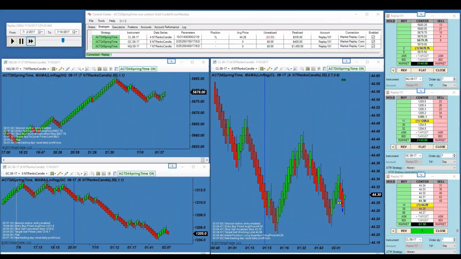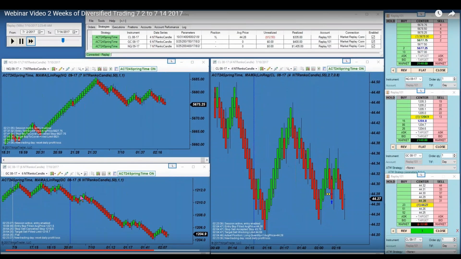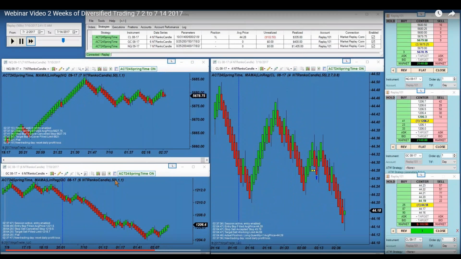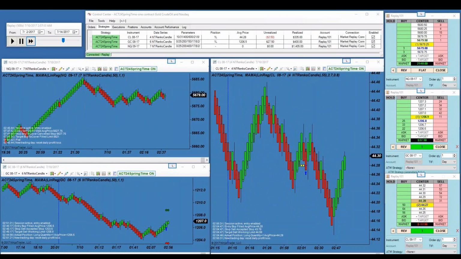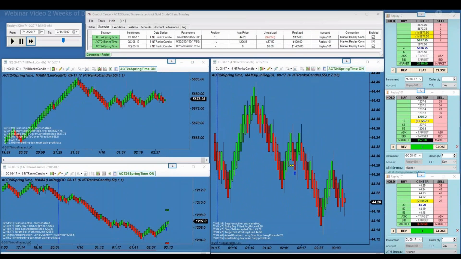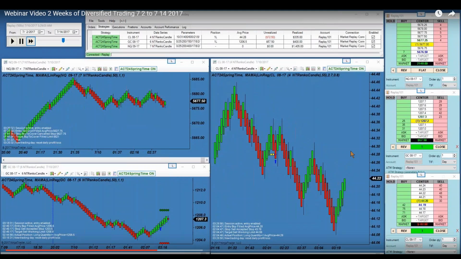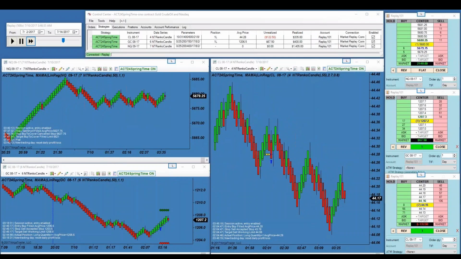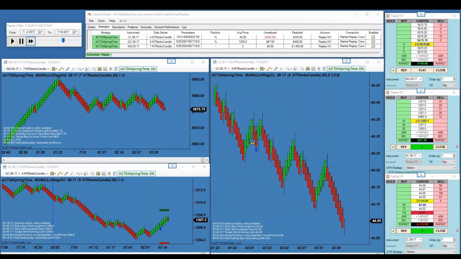Order pending. Okay, you see we have a blue line here on crude oil and a blue line here on gold, all in the evening hours. Okay, you can look over here. You can see we're in a long on gold and a long on crude oil. Now going our way.